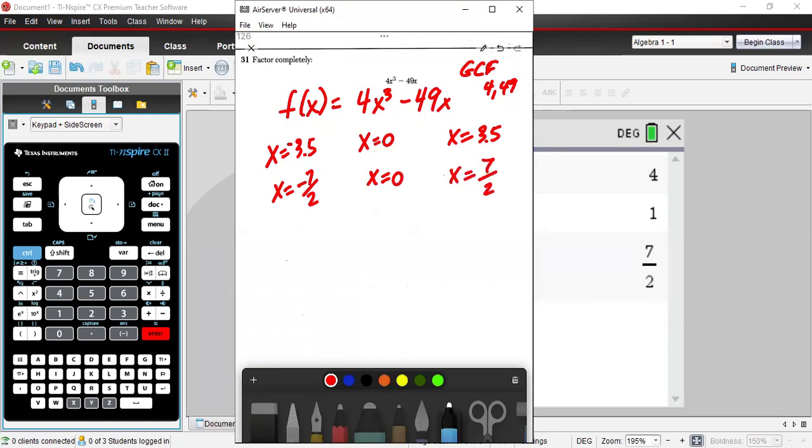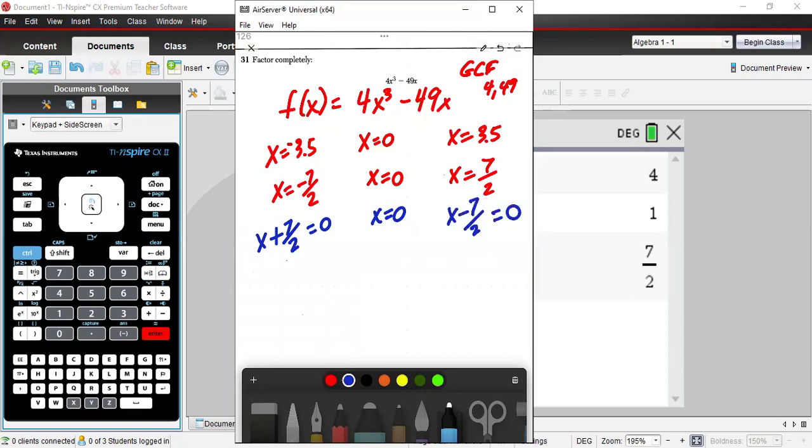All right, so now, just like I did before, I'm going to make all of these equations equal to 0. So I'm going to add 7 halves to this one, to both sides. This is already equal to 0. Don't need to do anything. This one I'm going to subtract 7 halves from both sides, and we got 0.